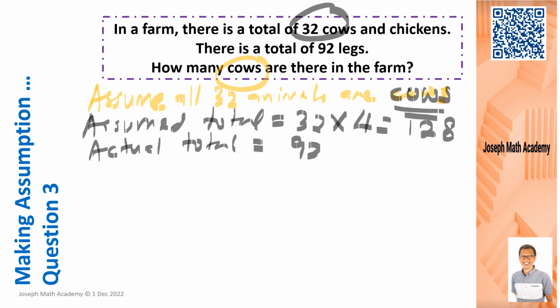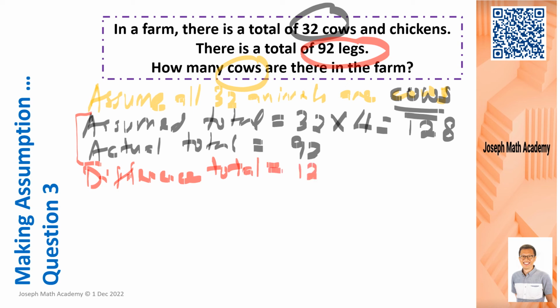This 92 came from where? Here. All right, the actual total stated in the question. Now, after having these two lines, we always need to find the difference in the two totals. So the difference in the two totals is: take the bigger number, 128, subtract the smaller one, 92. When you minus these two, we get 36.